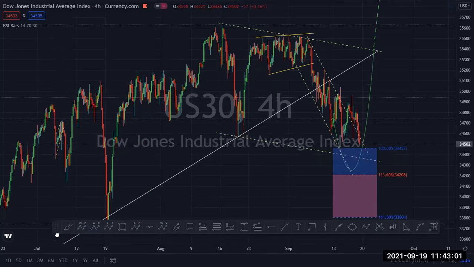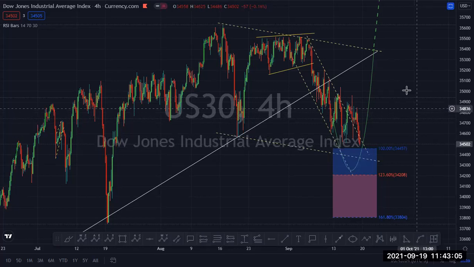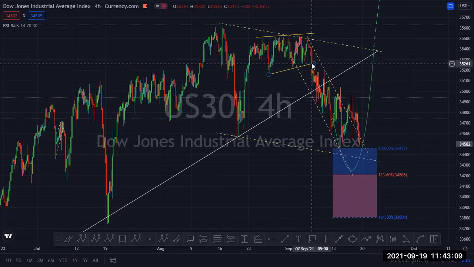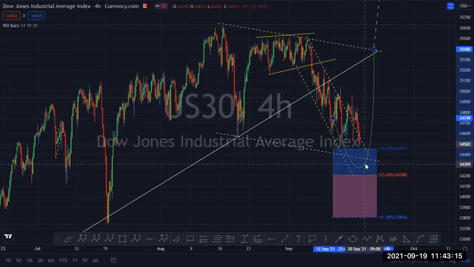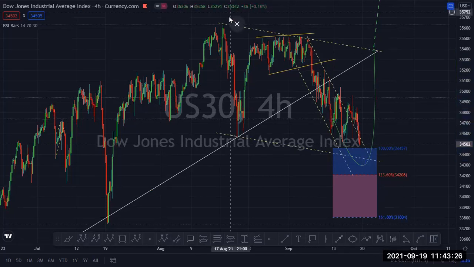Right now, selling this pair is late. In my own calculation, selling it is now late. If you missed entering when this channel was broken, it's now late to enter, because I'm expecting it to reverse within this blue box. This is where I expect it to reverse. So we are almost at a reversal zone. So look for buy.